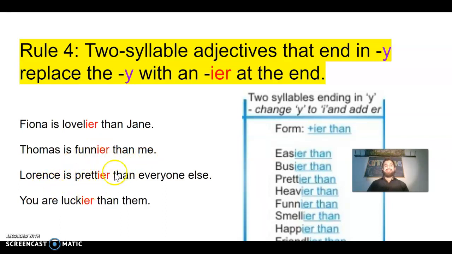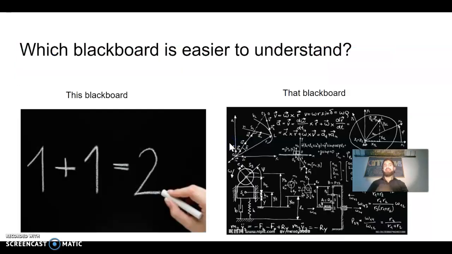Lawrence is prettier than everyone else. Prettier. Once again, the Y in pretty becomes I-E-R. You are luckier than them. The Y becomes I-E-R. Okay. These are the other ones. As you can see here, there are quite a few. Easy, easier, busy, busier, pretty, prettier, heavier, funnier, smellier, happier. Okay, let's continue now to the next slide.